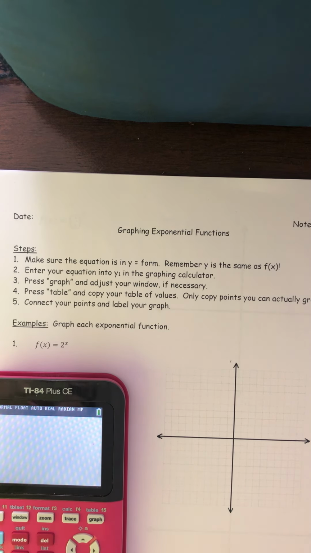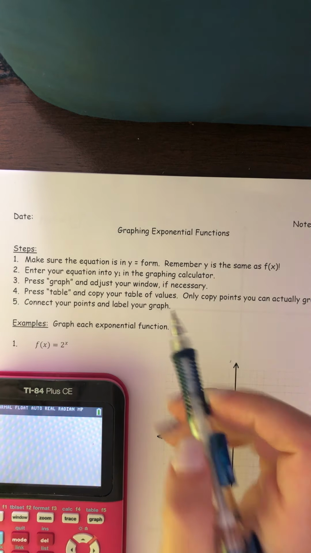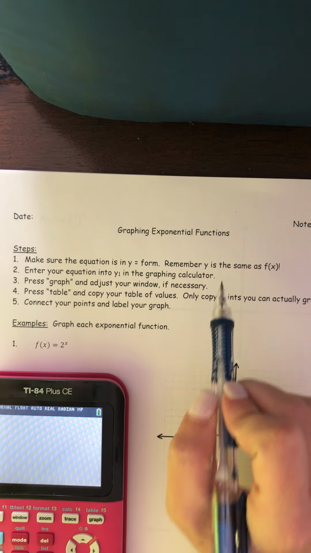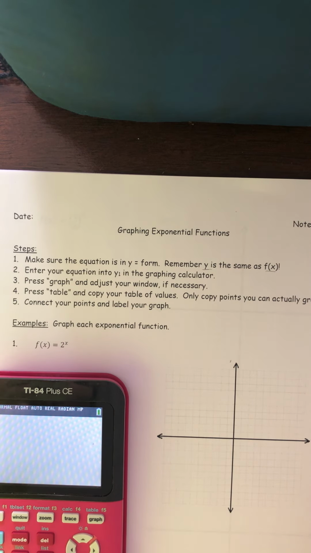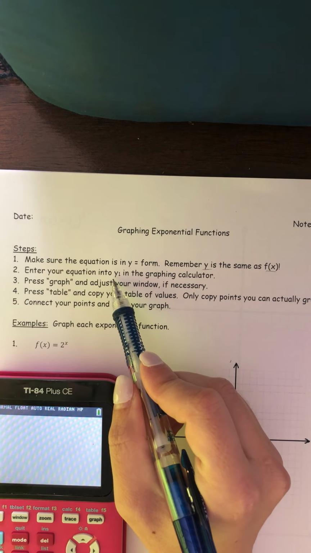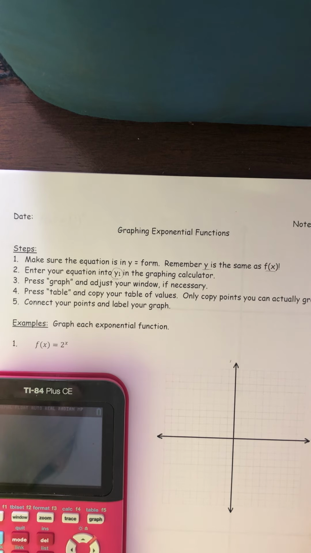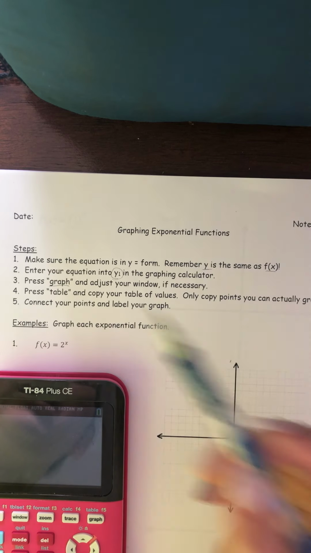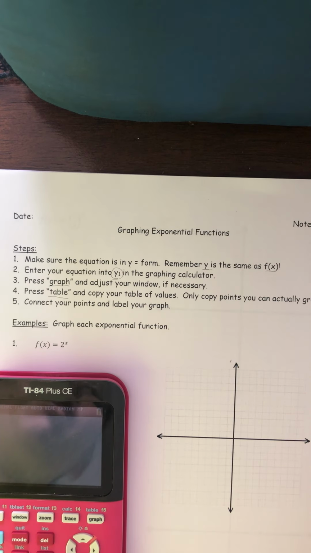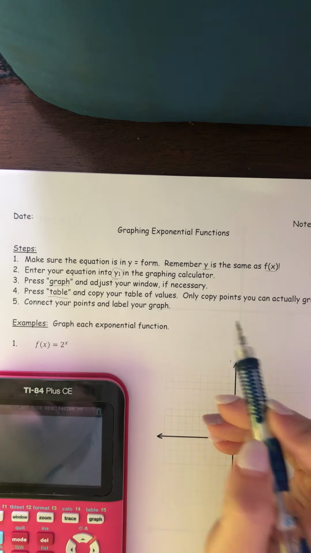We graph them just like we graph any line. We have to have them in y equals form. Sometimes they will write f of x, but remember it is the same as y equals. We're going to put these all in Y1 in our graphing calculator in order to graph them and get a table for them. First, we'll press graph to see what it looks like, and then we'll press table and put down the specific points that we want.